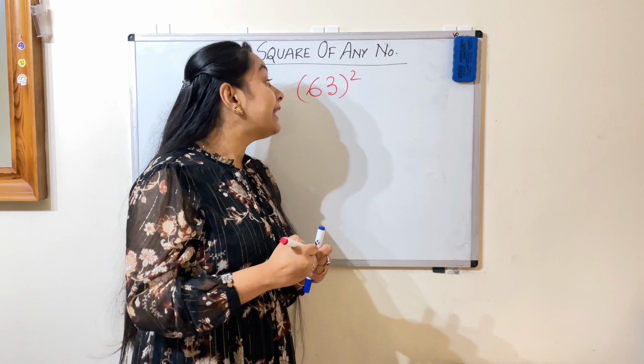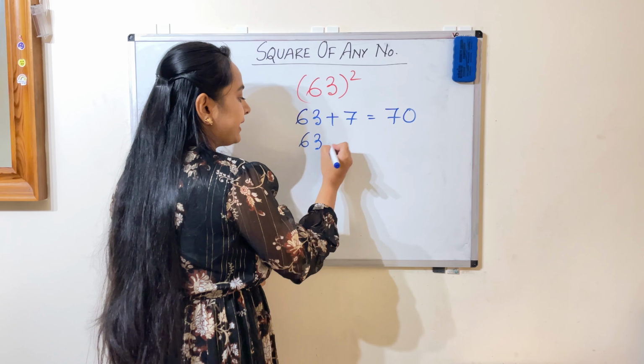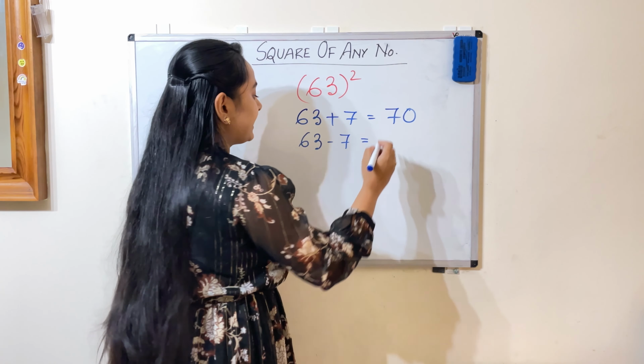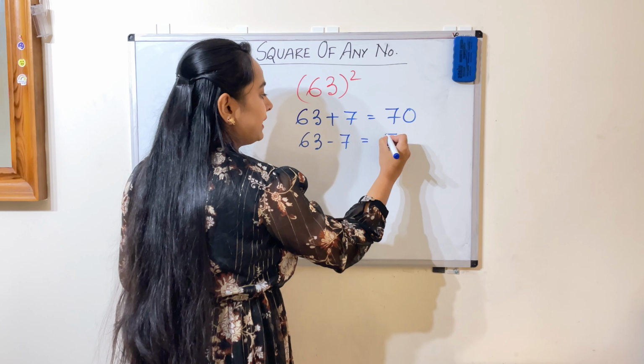So 63 plus 7. What are we getting? 70, right? So we have added 7 over here, so we have to subtract 7 from it also. So 63 minus 7, that is 56, right? Now what we need to do? We have to multiply these two numbers. 56 multiplied by 70. What are we getting from there?